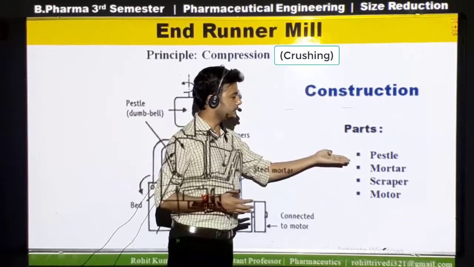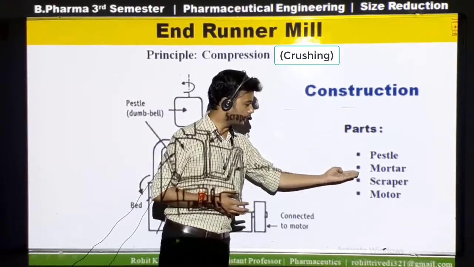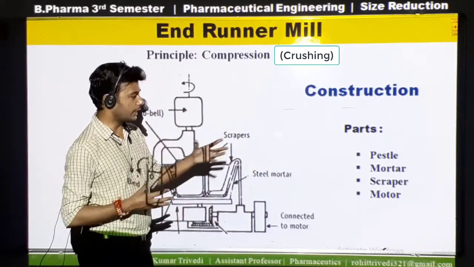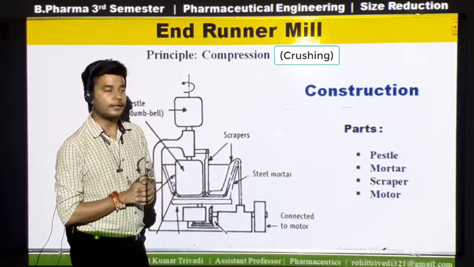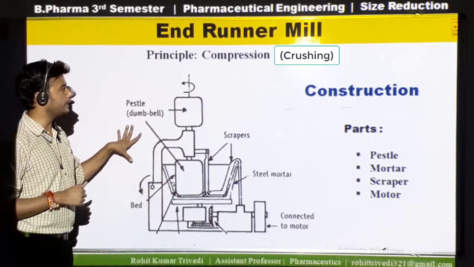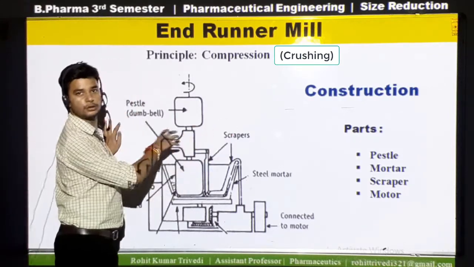Now moving to the simple construction of the machine. I have mentioned a few points here. First of all, the pestle, mortar, scraper and the motor. Mortar and motor are two different things. This is the basic structure, or diagrammatic representation, of the end runner mill. Now let's locate all those parts on this structure.